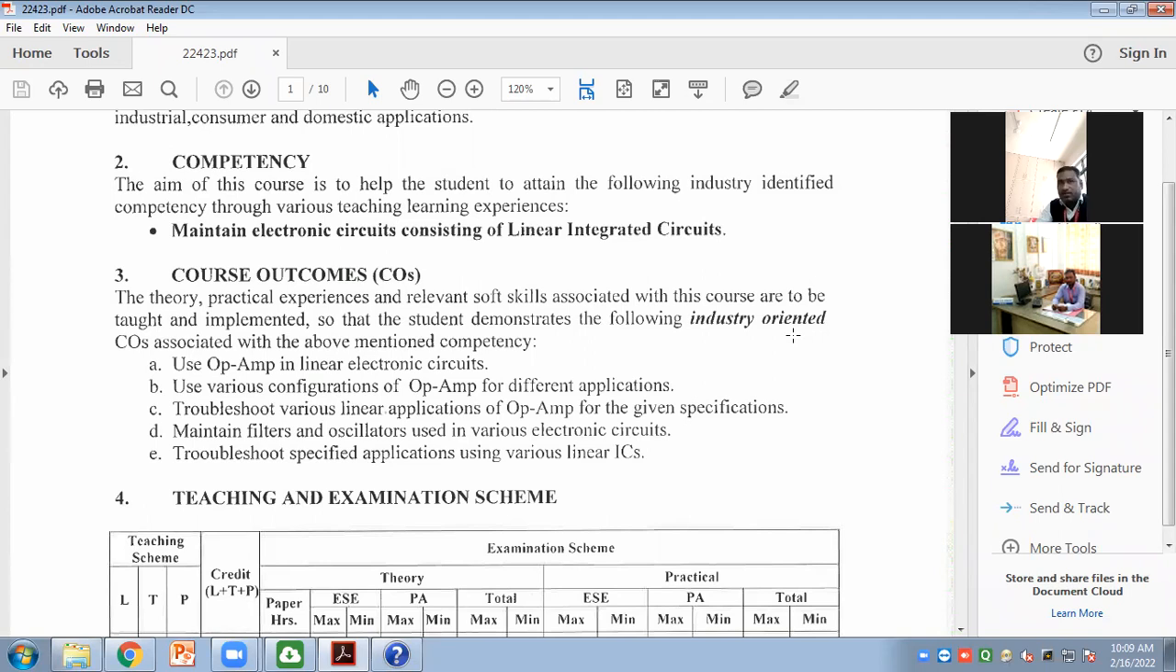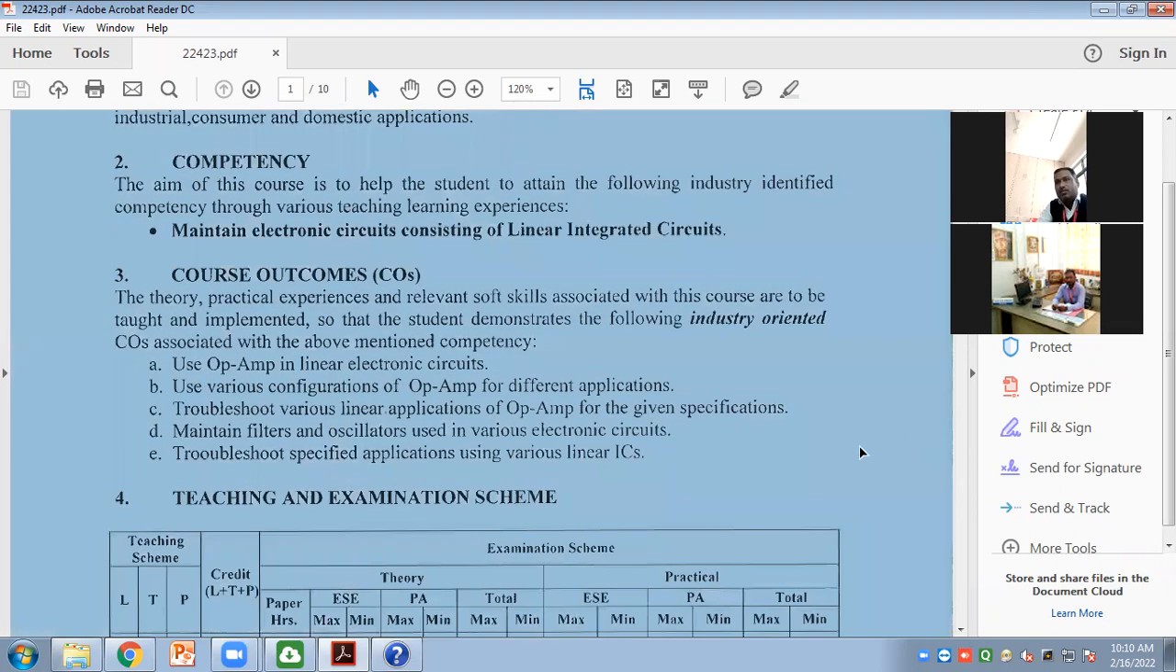Second is the use of various configurations of op-amp for different applications. What are the different applications of the operational amplifier? Under that we are going to study the different configurations, such as inverting amplifier, non-inverting amplifier, or any others. We are going to study that in detail under the second chapter.